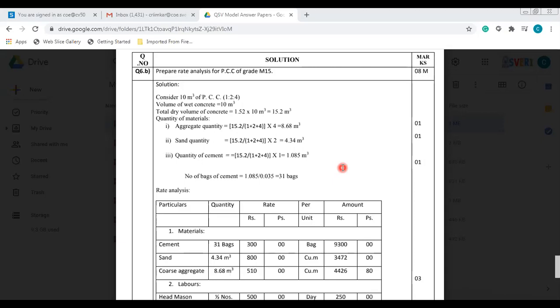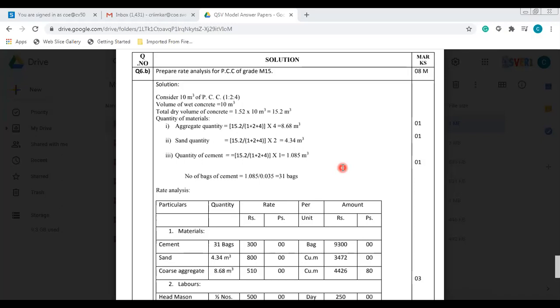Up to that only, and in the examination also you will get grades of concrete from M10 or M15 to M25. If they give us high strength concrete, that is M40 onwards, then definitely they will specify the proportion also. But if it is between M5 to M25, you should have knowledge about the proportion. So for M15 grade of concrete, our proportion is 1:2:4, that is 1 part of cement, 2 parts of sand, and 4 parts of coarse aggregate. I hope everyone is familiar with this.